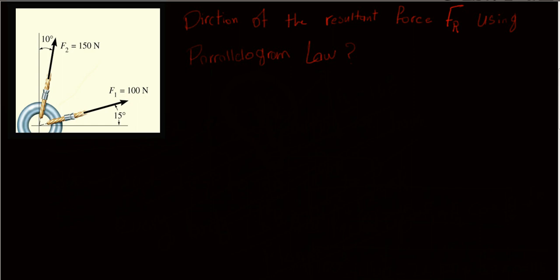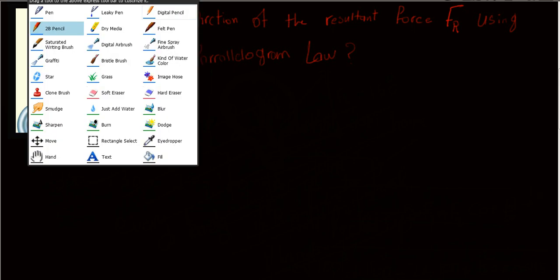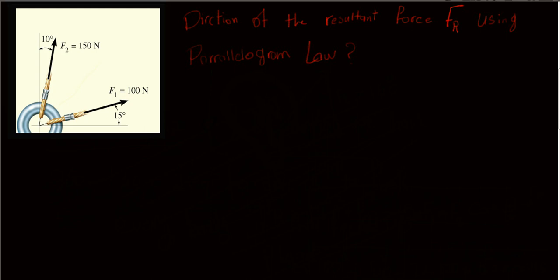The question is to find the direction of the resultant force Fr using the parallelogram law. We have F1, which is 100 Newton, and F2, which is 150 Newton. What we have to do is draw a parallelogram. If you draw the parallelogram, everything is going to be easy. Let's draw it with the yellow one.